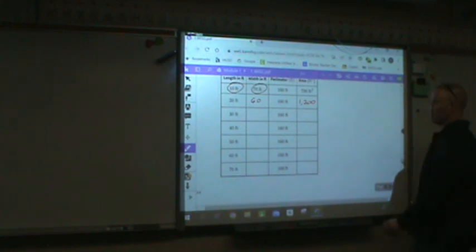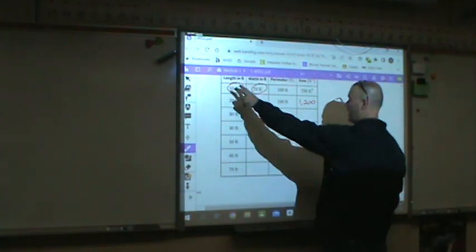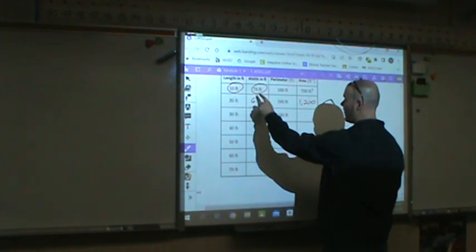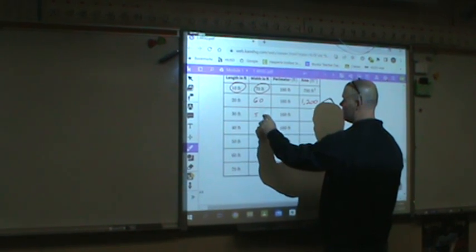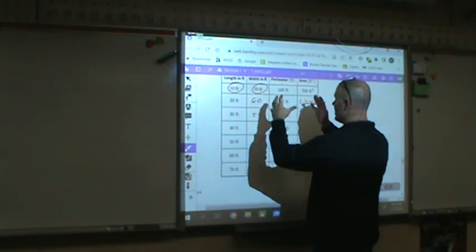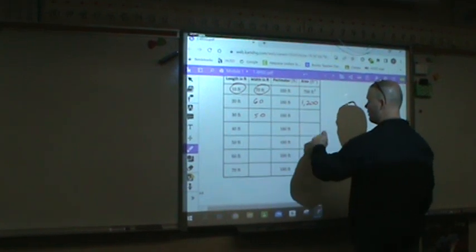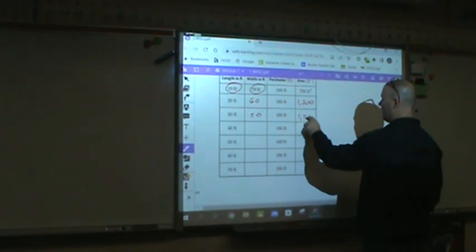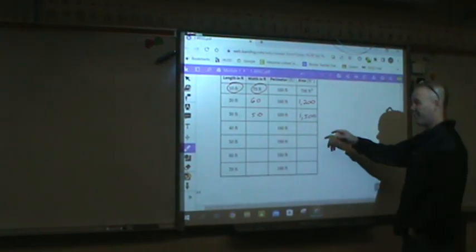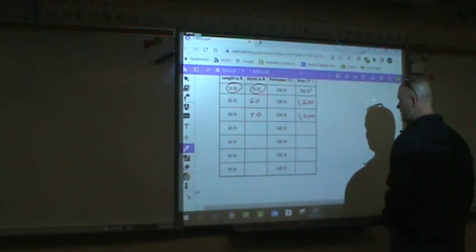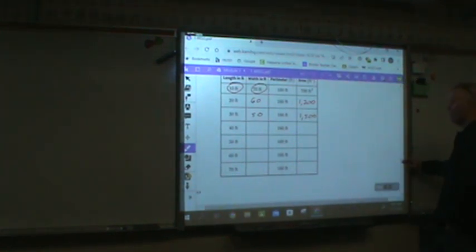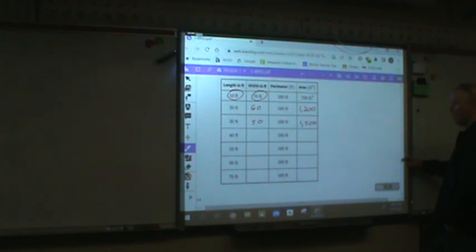And likewise, I do the same with the 30 feet. If I extend that 20 feet to 30 feet, the width becomes 50 feet. So the width ends up shrinking. Still a perimeter of 160, but a total square foot of 1,500. Pause and go ahead and fill in the rest of the table, and then come back, and we will continue.